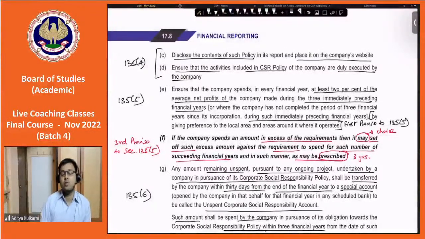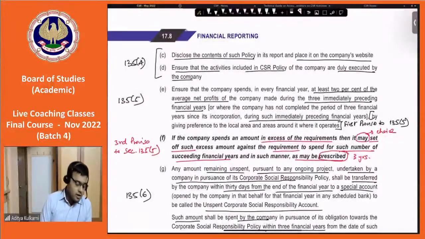135.5 discusses how much to spend. 2% of average net profits for the immediately 3 preceding financial years. This is the amount of spends. 135.5, first proviso, tells us what? Preferably spend in local areas or the areas where the company is situated. If not, then you can move to areas within India. So that is the first proviso.